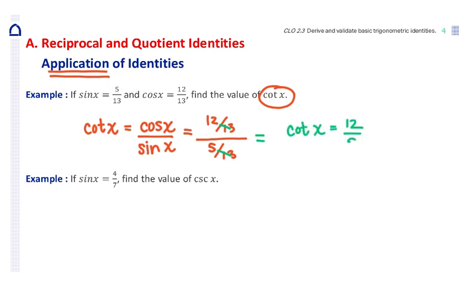Okay, in this second example, we want to find the value of cosecant of x. And if you remember, cosecant of x is the reciprocal identity to sine of x, and they gave us the value of sine of x. So that's 1 over 4/7, which would simplify to be 7 over 4.